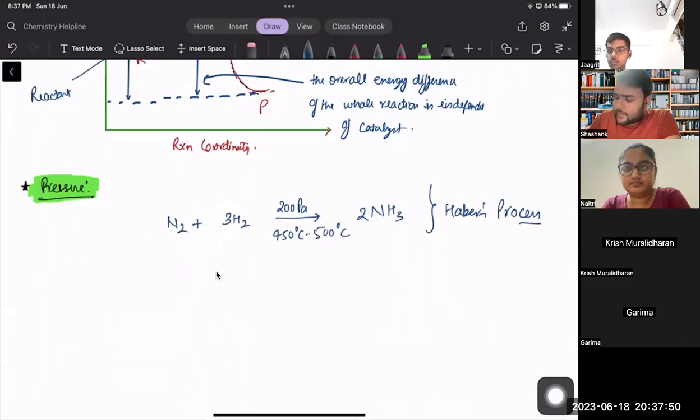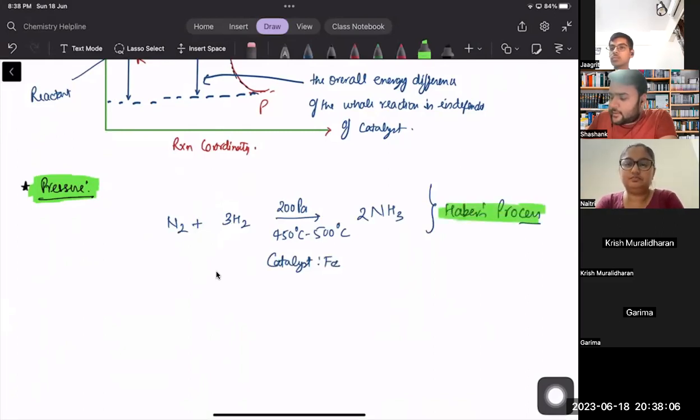So catalyst here is iron, finely divided or powdered form. We take the catalyst. So वो बस ये याद रखो कि catalyst iron है, form अभी नहीं पूछेगा. So what you have to remember, this process is called Haber's process. High pressure, high temperature, catalyst is iron.